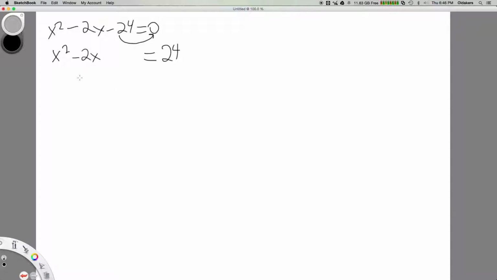In order to complete the square, you're going to take the b, divide it by 2, and then square it. So whatever the b value is, in this case the b is negative 2, you're going to do negative 2 divided by 2 and square it. Negative 2 divided by 2 is negative 1. Negative 1 squared is positive 1. So in order to complete the square here, I'm going to add positive 1 here.